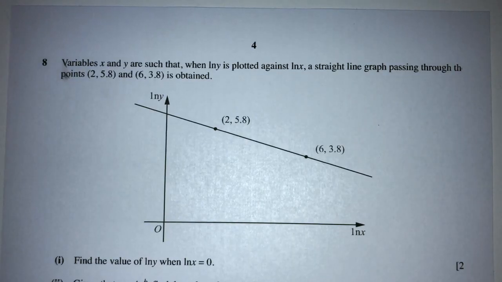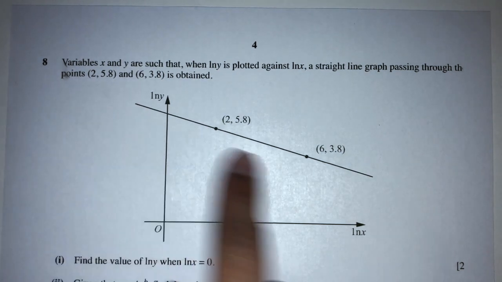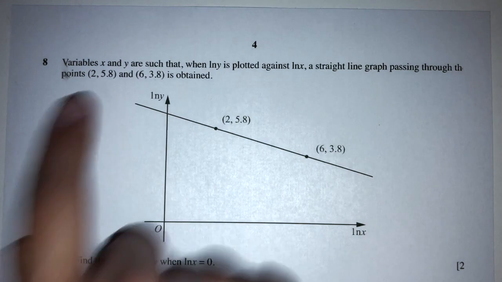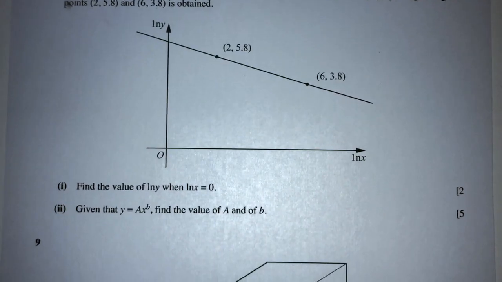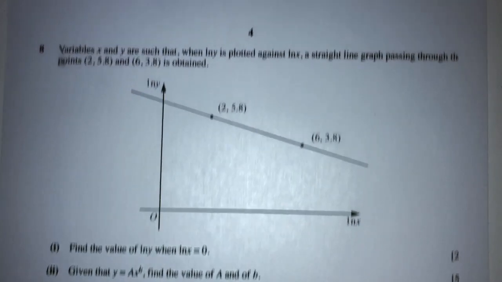Let's move on to question number 8. Variables x and y are such that when ln of y is plotted against ln of x, a straight line graph passing through the points is obtained. As you can see in the diagram, we have a straight line passing those 2 points which are given to you. Now, part 1, we have to find the value of ln y when ln of x is equal to 0. So pretty easy. Let's do one by one.